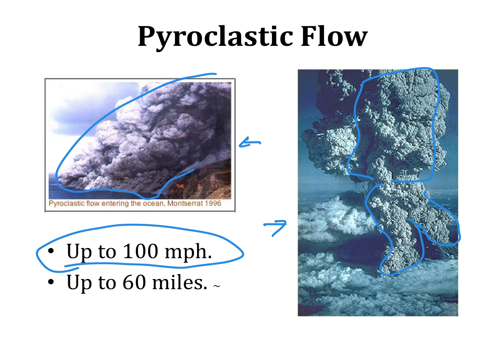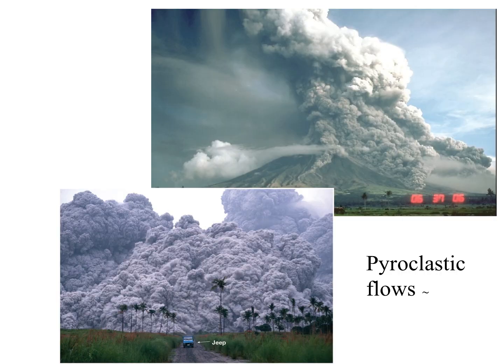And if you're in the path of one, it's very difficult to get away. They can flow up to 60 miles from the cone. Not all of them go that far. These are upper limits, the 100 miles per hour and the 60 miles. Again, some photos of pyroclastic clouds. This is from Mount Pinatubo in the Philippines, and you can see there is that Jeep down there, which most likely did not make it because this would have been moving so fast. Here we have again some material moving up and then material moving down the sides as well.